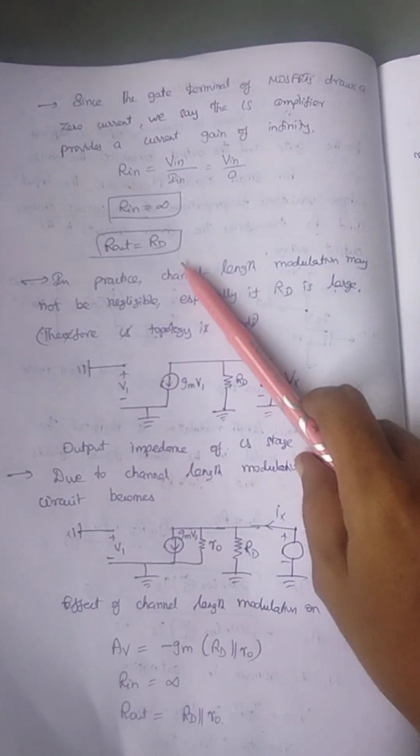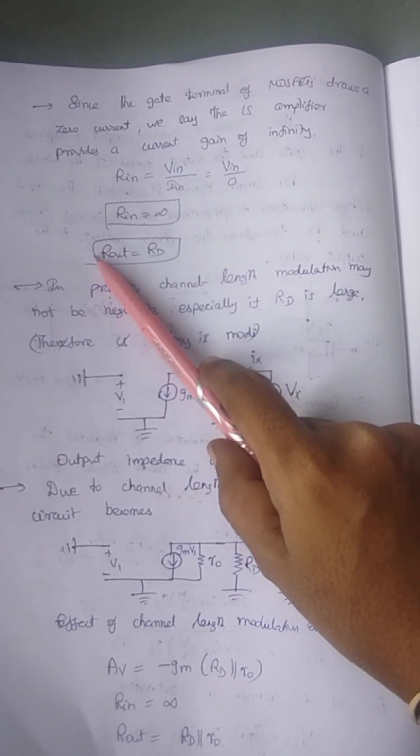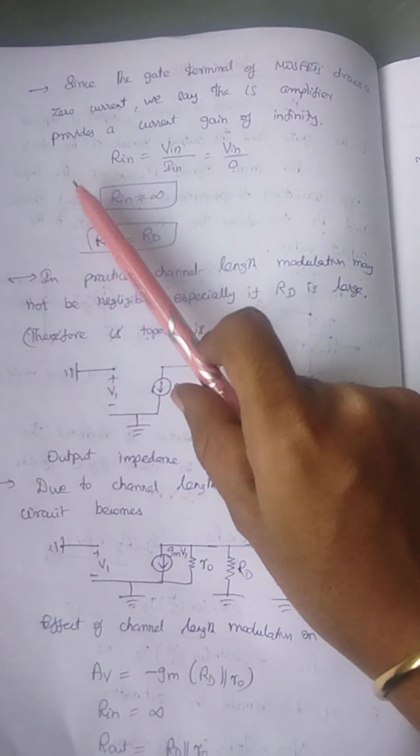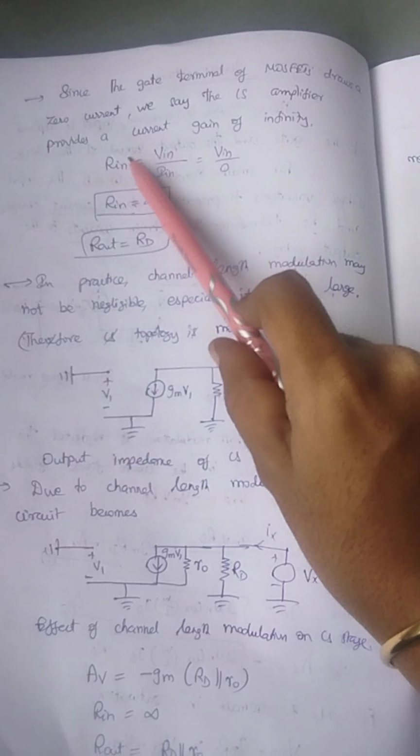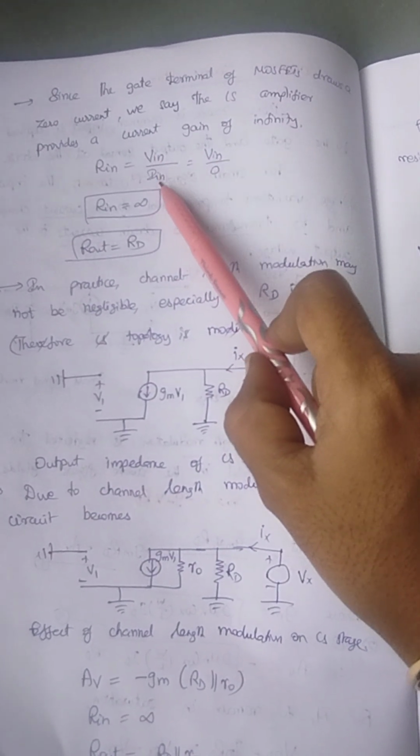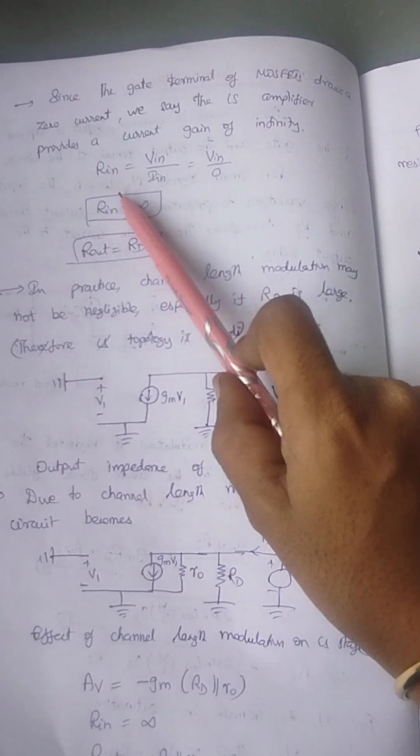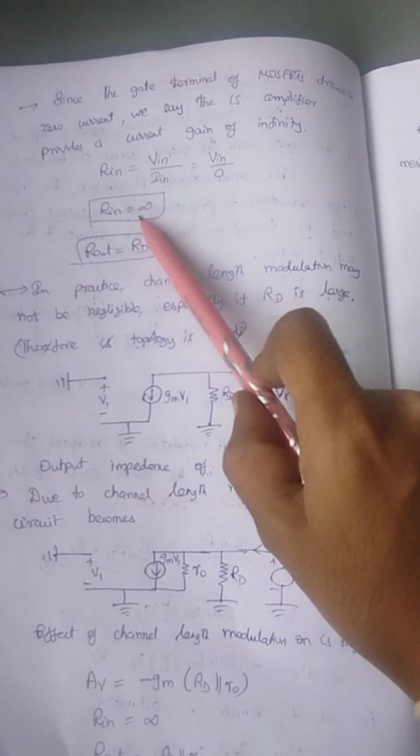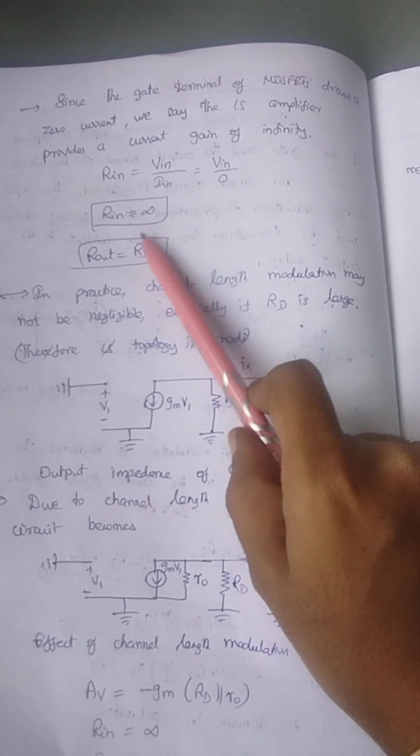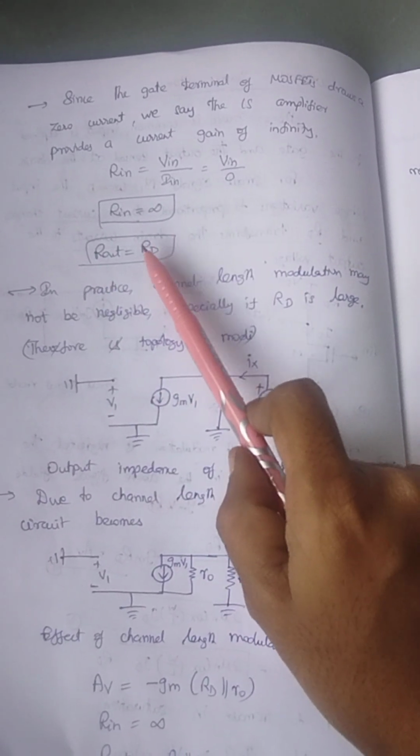Next we are going to find the input impedance and the output impedance, that is, input resistance and output resistance. Here the gate terminal current is 0, so In equal to 0. Then how to find Rin? Rin equal to Vin by In. In is 0 because gate current is 0. So if you substitute that, your input resistance will become infinite. Then output resistance, Rout, is equal to RD. Output resistance is equal to the drain resistance RD.